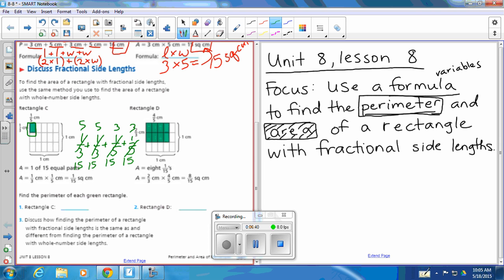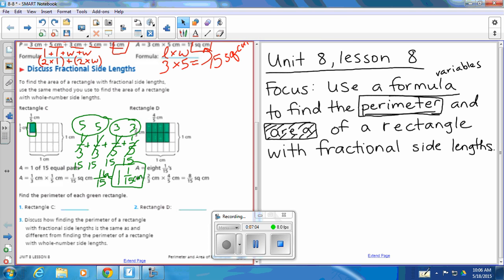So now I can add those up. 5 plus 5 is 10, 3 plus 3 is 6, which gives me 16/15. Now using my fraction brain again, I realize that's an improper fraction. So I can simplify that to 1 and 1/15. And my label would be centimeters because this is a linear measurement. So that would be finding the perimeter of that.